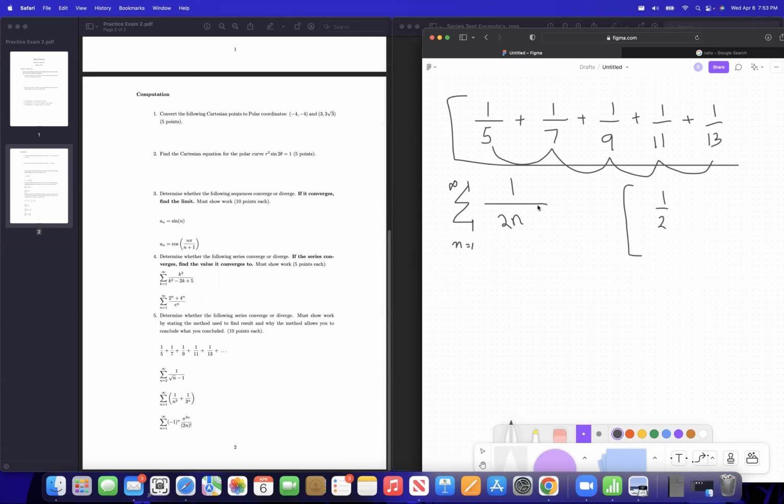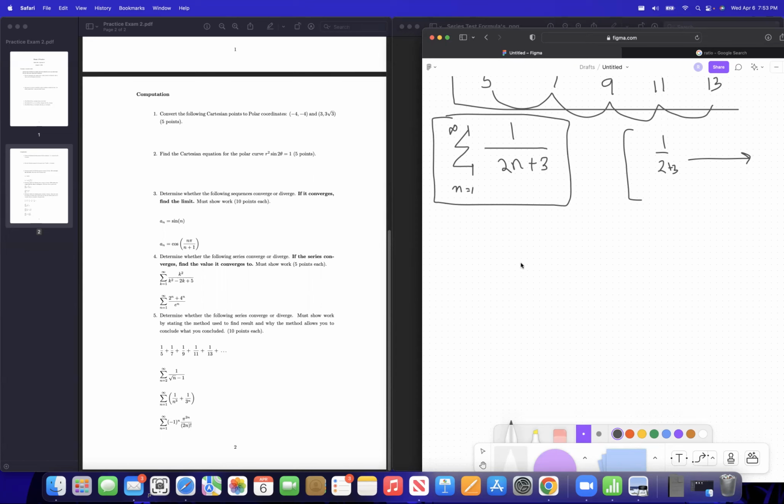And so maybe what I can do to offset this is just add 3 to it, right? Because then I get my first element. And then you'll see that everything just sort of fits that pattern. If I plug in 1, I have 2 plus 3, which is 5. If I plug in 2, I have 4 plus 3, which is 7. If I plug in 3, I have 6 plus 3, which is 9. And so, I have my series here. I just need to figure out whether this converges or diverges.